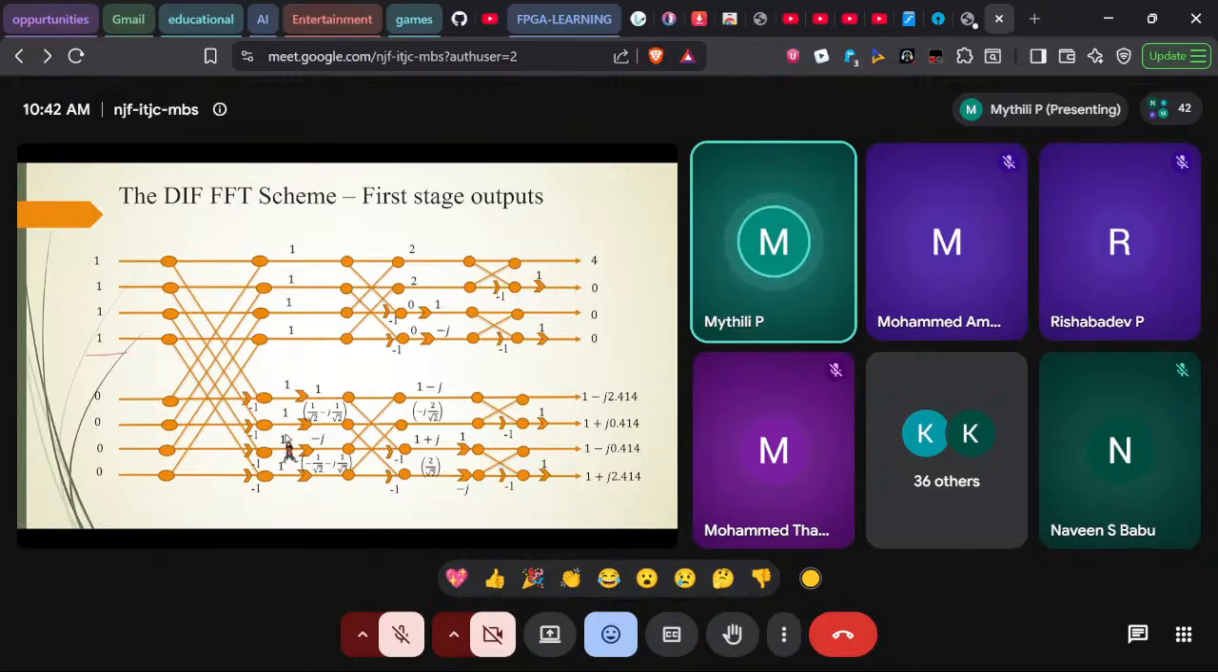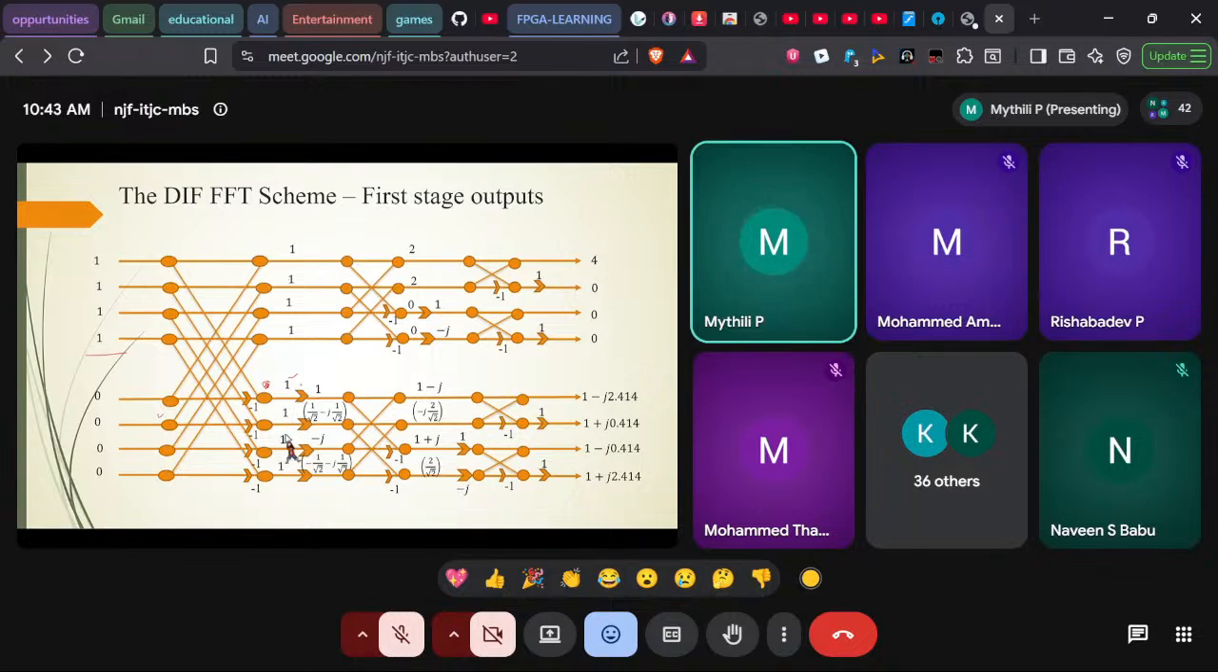We have simply divided the sequence into two parts. The upper half is addition. So 1 plus 0 is 1. 1 plus 0 is 1, like that. And then 1 minus 0 is again 1. 1 minus 0 is 1, like that.